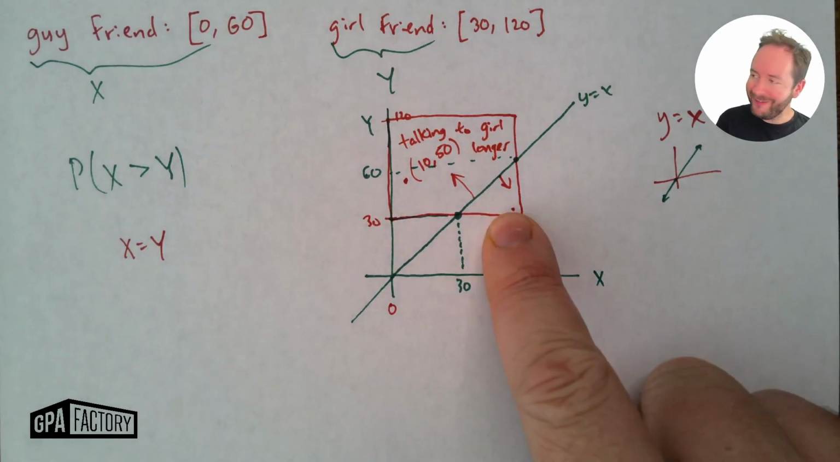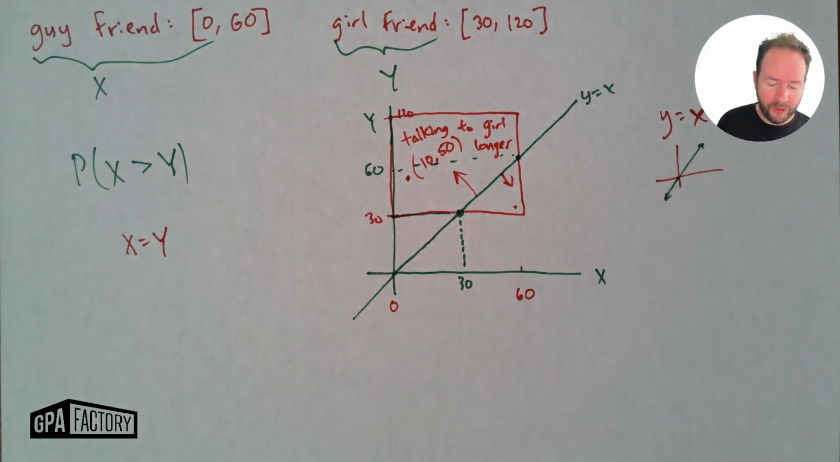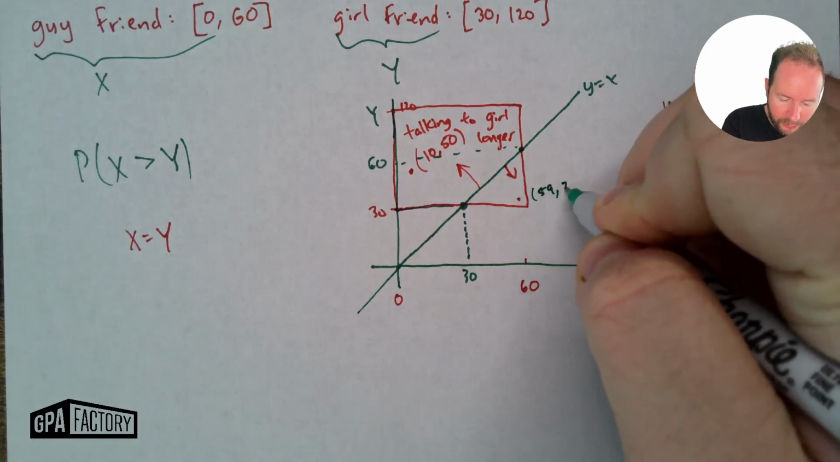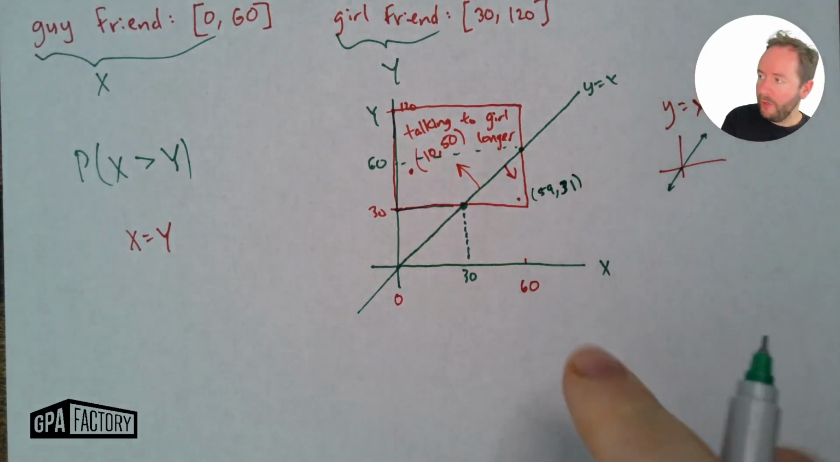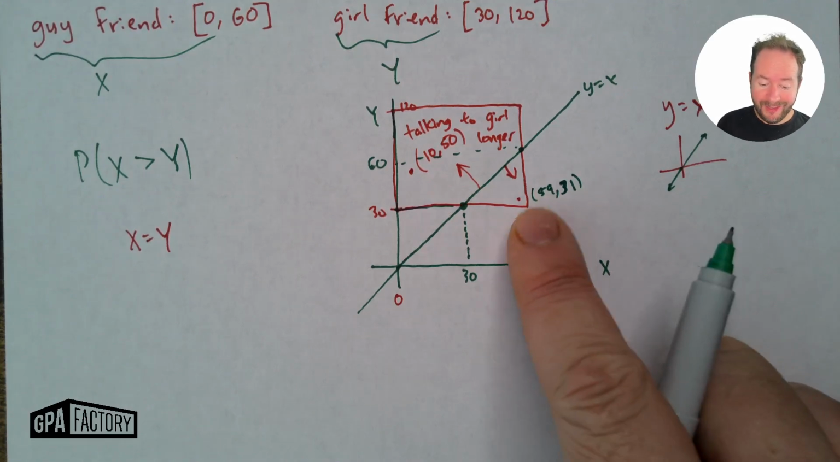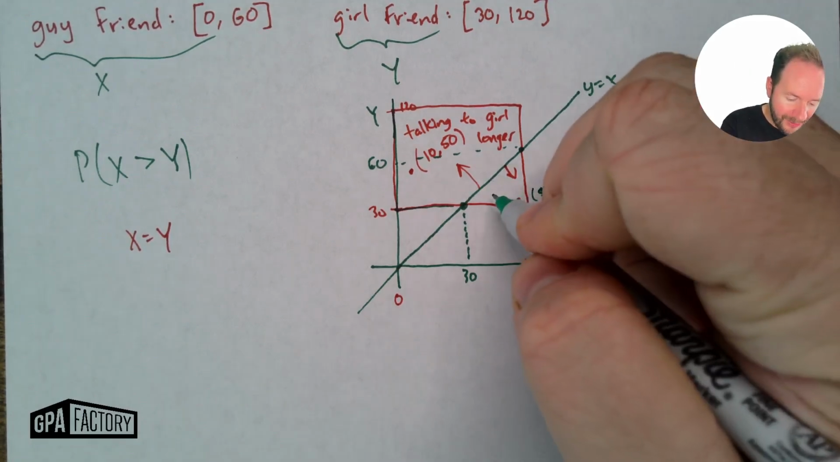And the bottom right is vice versa. Let's say this coordinate was 59, 31. Well, I'm talking to my guy friend for 59 minutes, talking to my girlfriend for 31 minutes. Here I'm talking to the guy longer. So here the guy wins.